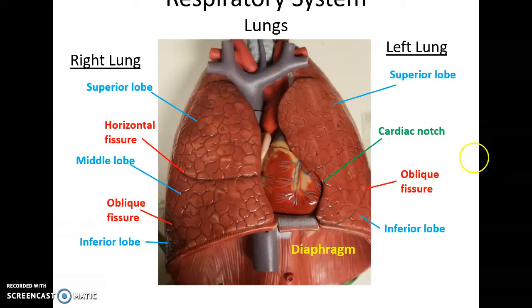All right, the right lung has 3 lobes. It has a superior lobe, a middle lobe, and an inferior lobe. There's a horizontal fissure between the superior lobe and middle lobe, and an oblique fissure between the middle lobe and the inferior lobe. The left lung only has 2 lobes, a superior lobe and an inferior lobe, with an oblique fissure between those 2 lobes. The left lung also has a small depression on it called the cardiac notch. This depression is to make room for the heart because the left side of the heart is a bit larger than the right side. Finally, the lungs are attached to the diaphragm, which is a very important respiratory muscle.